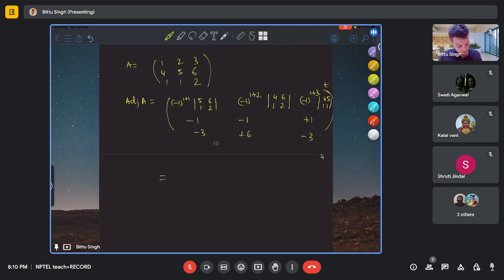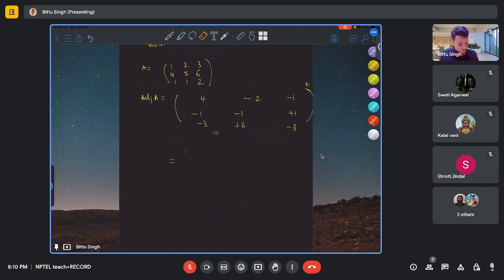Now 10 minus 6 is 4, 8 minus 6 is 2, and 4 minus 5 is minus 1. And again there will be a sign change, here it will be negative, and minus 1 to the power 2 is plus. So this is the adjoint. Therefore the adjoint is 4, minus 1, minus 3, minus 2, minus 1, plus 6, minus 1, plus 1, minus 3.